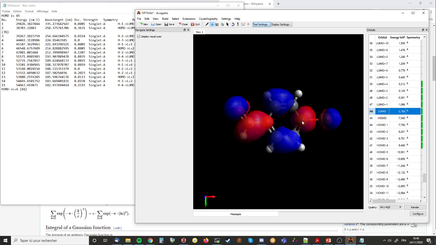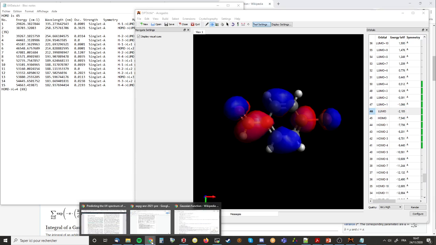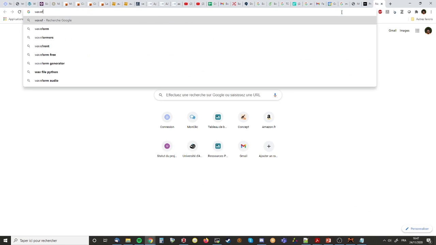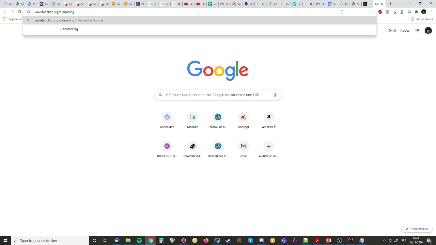And it's not the quantity of electrons. The wave function has sign changes, and sometimes they make a comparison with a drumming instrument, where you have the oscillating surface that provokes the sound. Let me find this. Wave function, science, drumming kit.